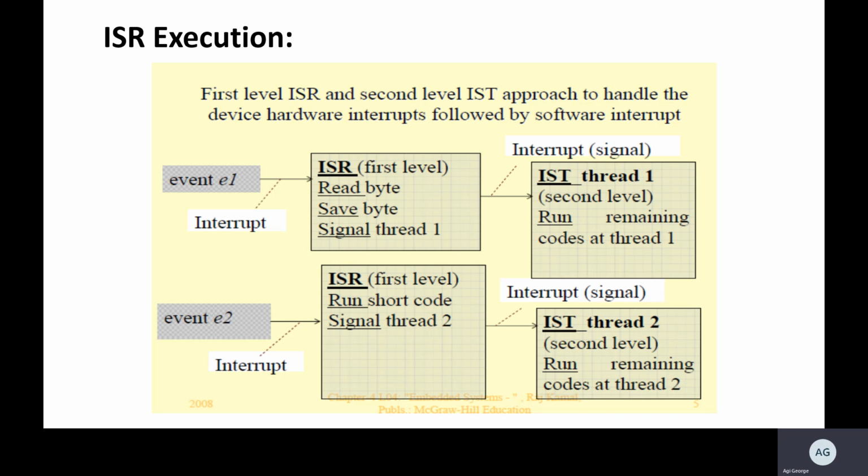You can see an event comes. What happens? The interrupt service routine reads that particular address and saves the previous event, and it signals the CPU to execute interrupt service routine thread 1. It completes interrupt service routine thread 1, goes back to the event and completes it. That is how event 1 and event 2 are done.